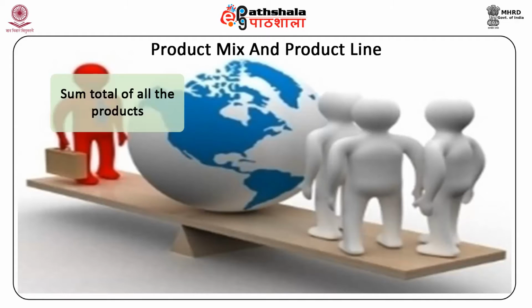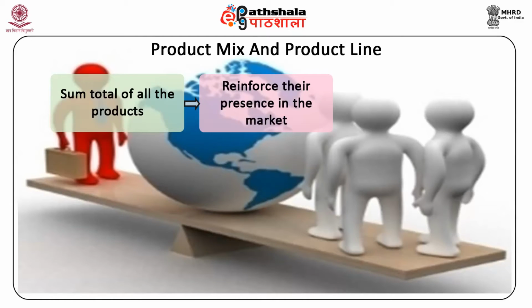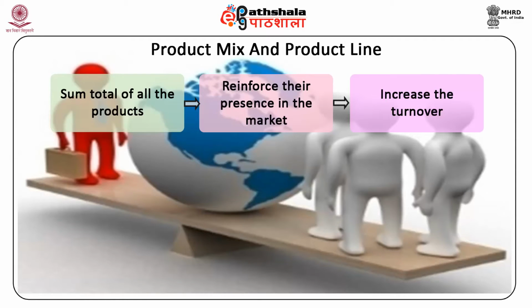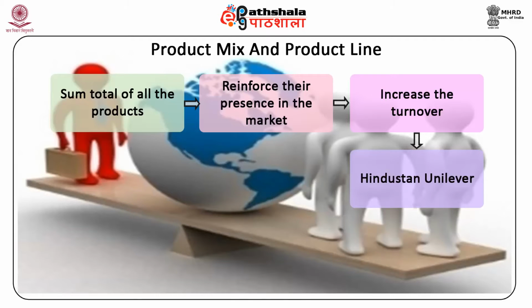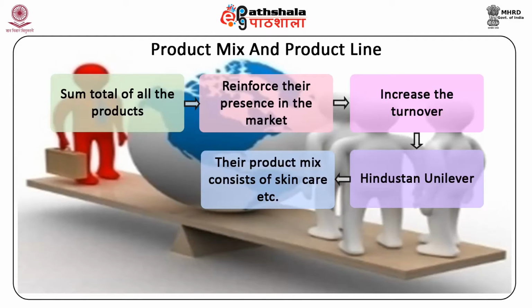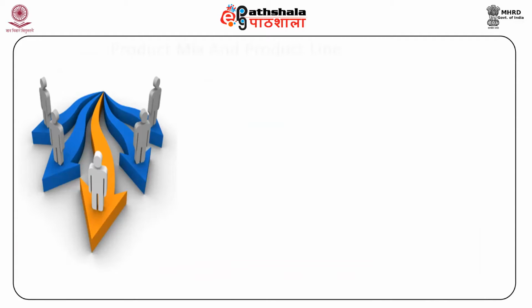Product mix is the sum total of all the products manufactured or traded by some business house to reinforce their presence in the market, increase market share, and increase the turnover for more profitability. For example, if we take the case of Hindustan Unilever, their product mix consists of fabric wash segment, hair care, skin care, oral care, household cleaning, and other product lines. The product mix and product line of Hindustan Unilever Limited are depicted in figure 1.4.